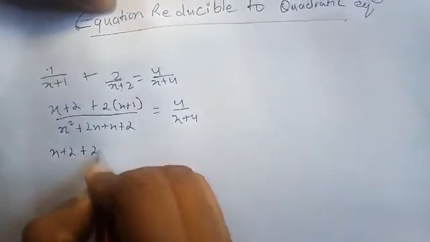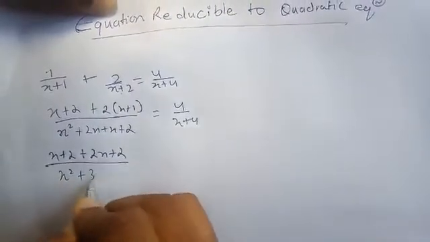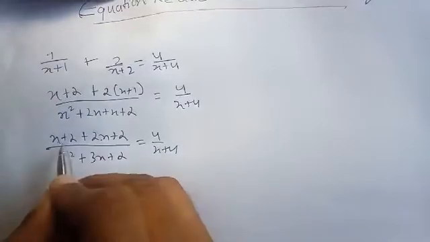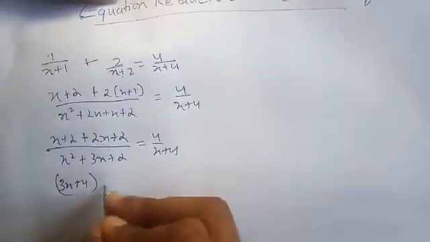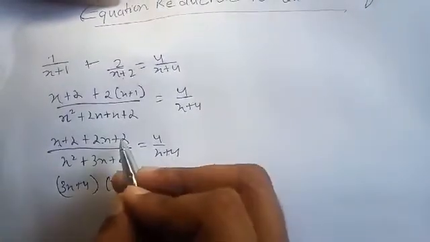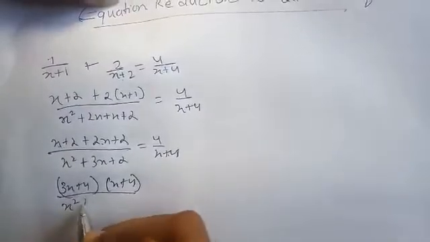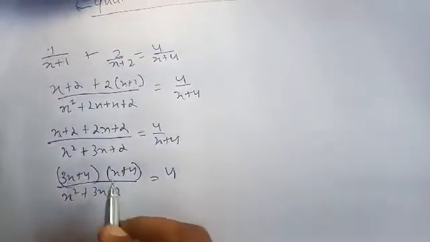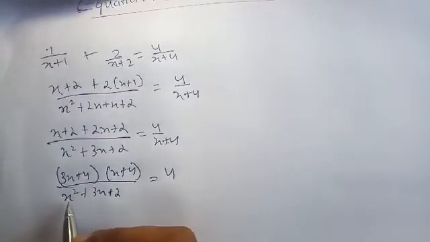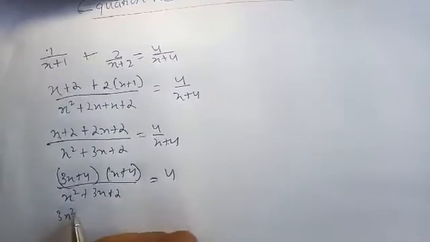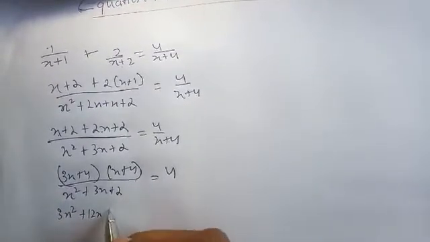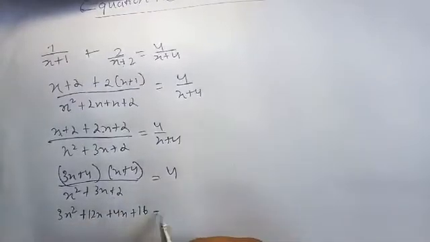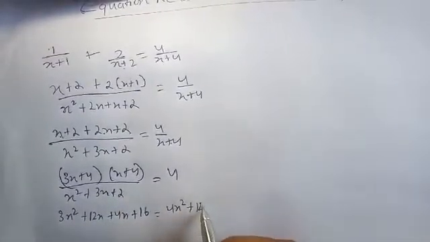x square plus 2x plus x plus 2 gives x square plus 3x plus 2 equals 4 over x plus 4. Now 3x plus 4 will get multiplied by x plus 4, because this thing is going to go on the other side and get multiplied over x square plus 3x plus 2 equals 4. If you have a look over here, I'll be multiplying the brackets. When I multiply the bracket, I'll be getting 3x square plus 12x plus 4x plus 16. And this thing will go on that side and get multiplied, so this is going to become 4x square plus 12x plus 8.